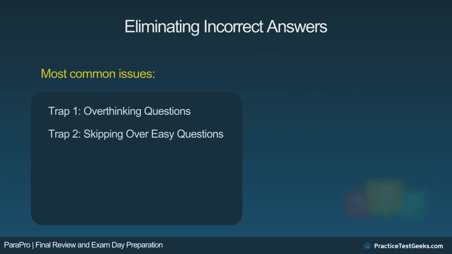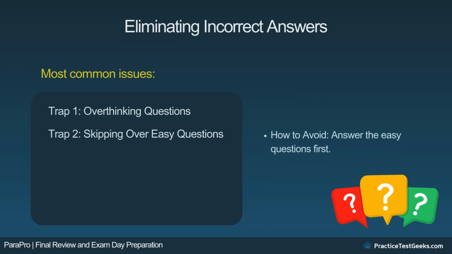Trap 2. Skipping over easy questions. You might rush through easy questions and miss them, wasting time on harder questions. How to avoid. Answer the easy questions first. If you don't know the answer to a difficult one, move on and return to it later.